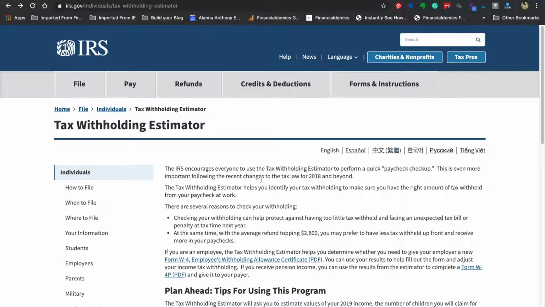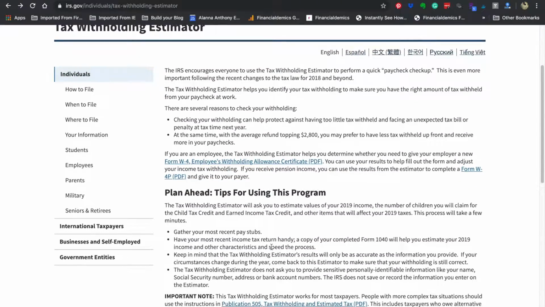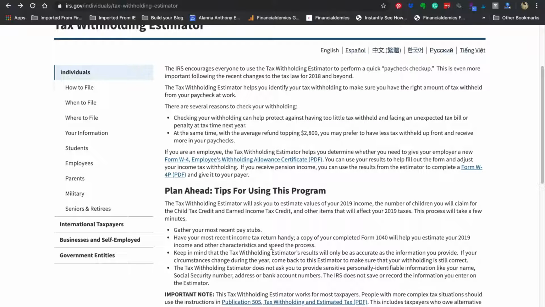Hi everyone, this is the Tax Withholding Estimator website. Don't worry, I'm going to include a link below for you to be able to access it. This is where you will go to actually estimate how much taxes to have withheld from your paycheck so that you're not running into a situation where you actually owe taxes at the end of the year. Or for some people, they prefer to receive a refund, and so you can make adjustments so that you're able to get that refund.